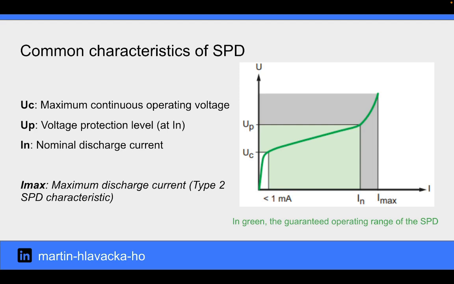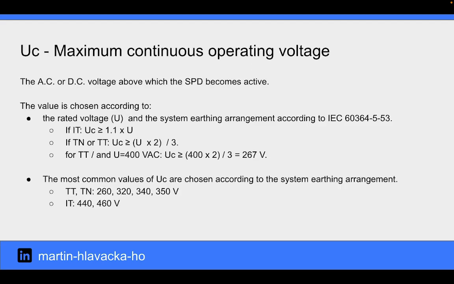All SPD types share common characteristics such as maximum continuous operating voltage, voltage protection level, and nominal discharge current. The maximum continuous operating voltage is the AC or DC voltage value above which the SPD activates. The value is chosen based on the nominal voltage and earthing arrangement of the system according to IEC standard.